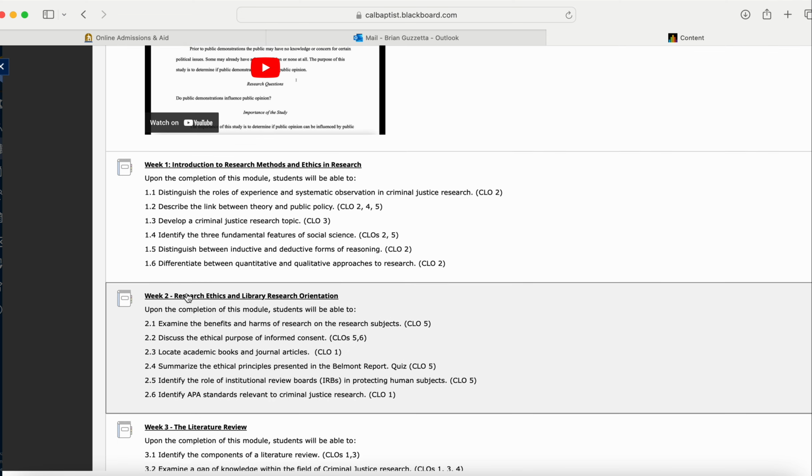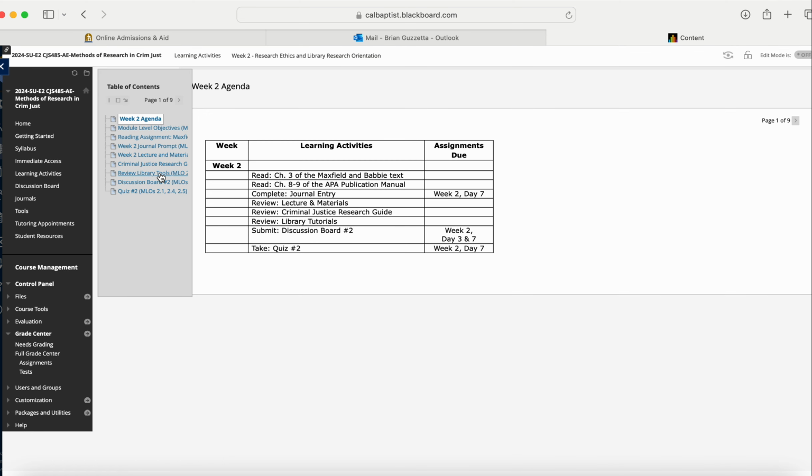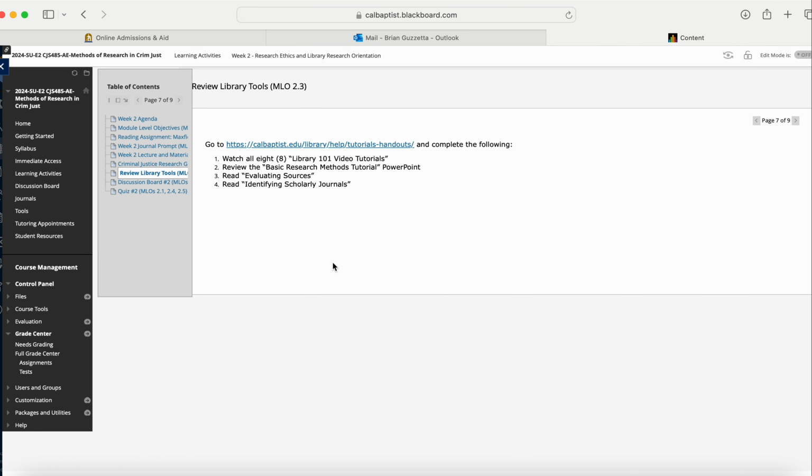Get back to week 2 for us. There are also a number of library tools that assist you.